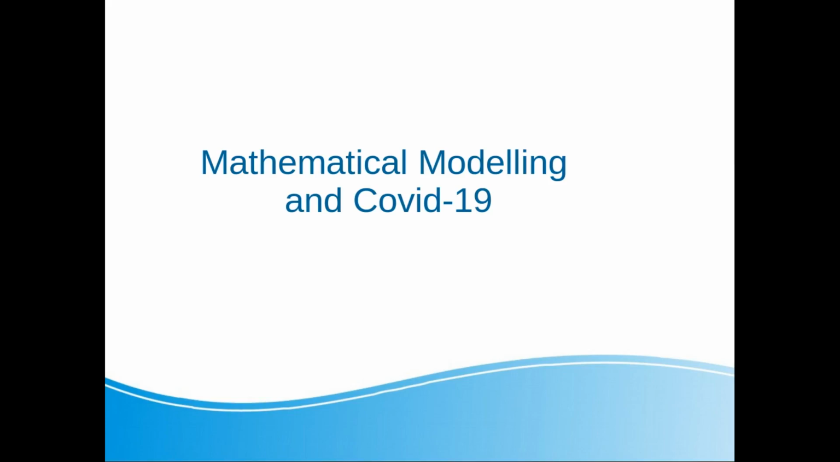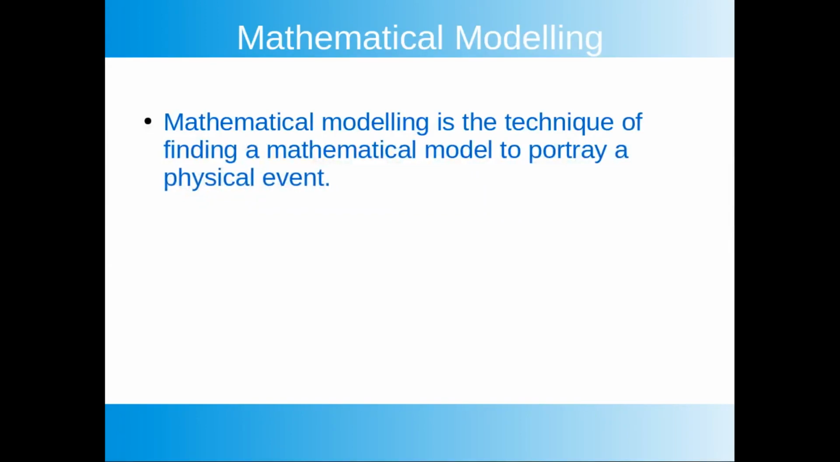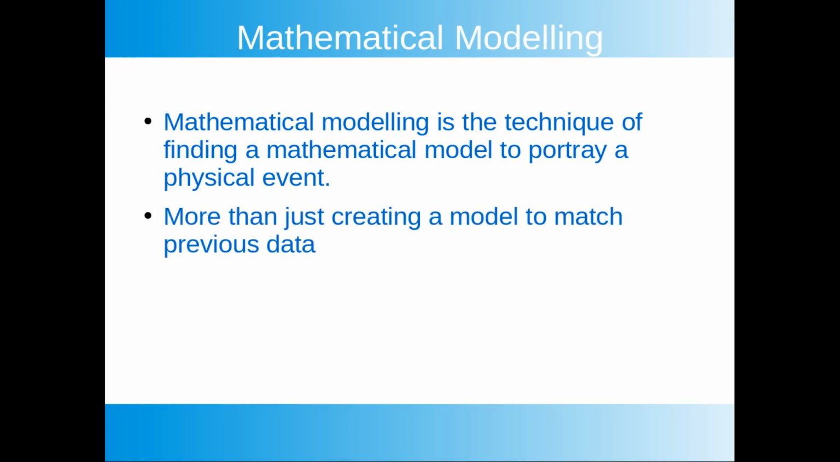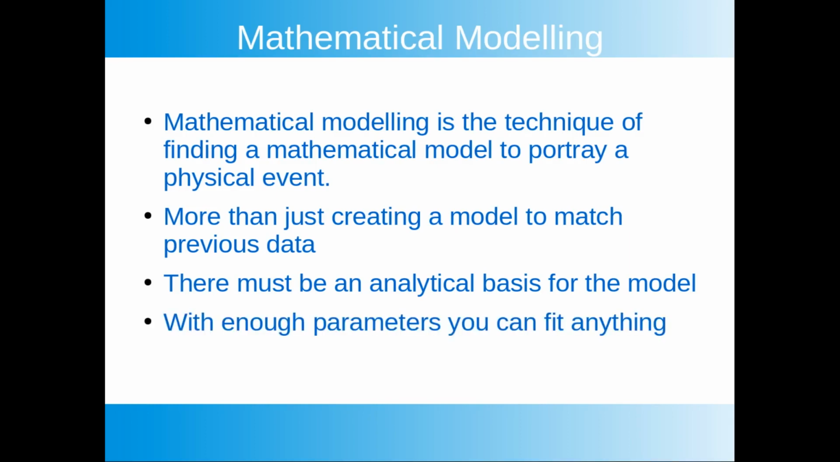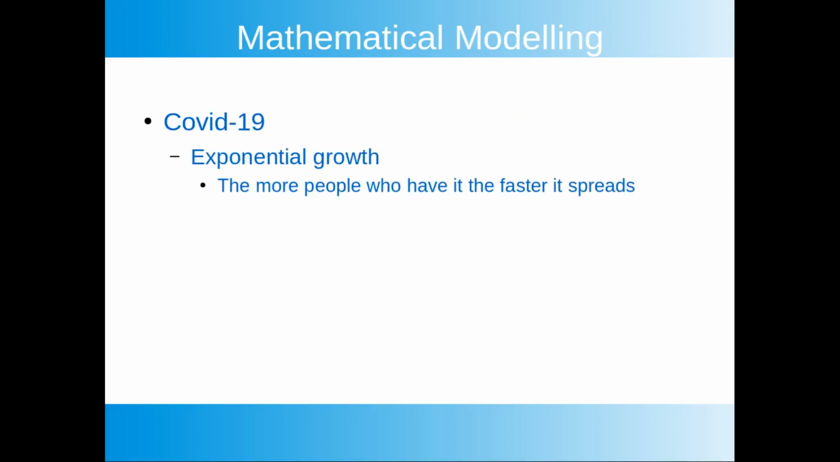This is an explanation of mathematical modeling and COVID-19. Mathematical modeling is a technique of finding a mathematical model to portray some physical event. It's more than just creating a model to match previous data. It has to have an analytical basis, and as we say, with enough parameters, you can fit just about anything.